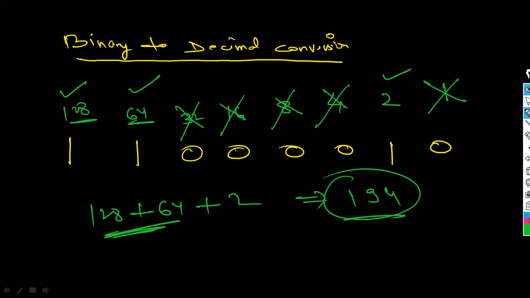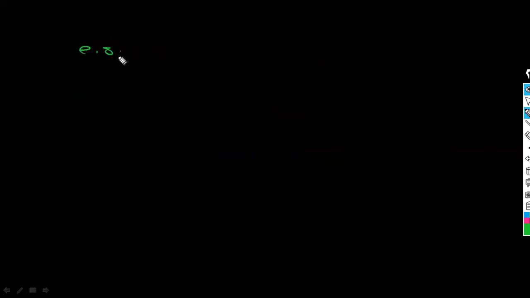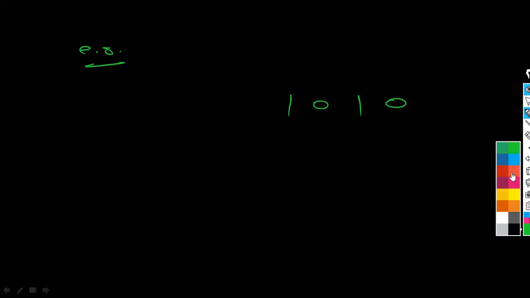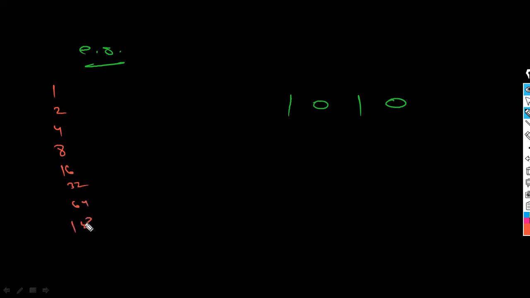11000010. Let me take another example. Let's say I write down only 4 numbers, 0, 1, 0, 1. Again, the same method. What is the method? Write down the values this way: 1, 2, 4, 8, 16, 32, 64, and 128. Total 8. So 1, 2, 4, 8, only 4 digits. Now, the value corresponding to 0 is cancelled out.